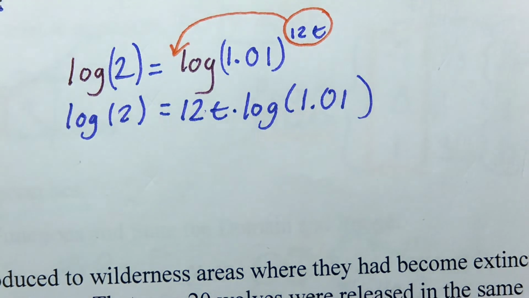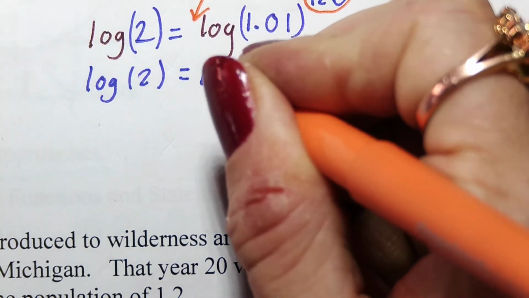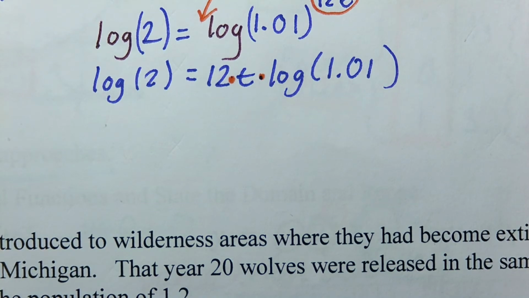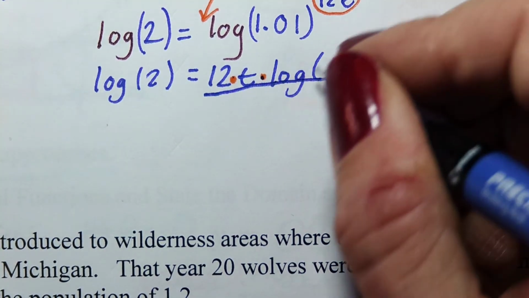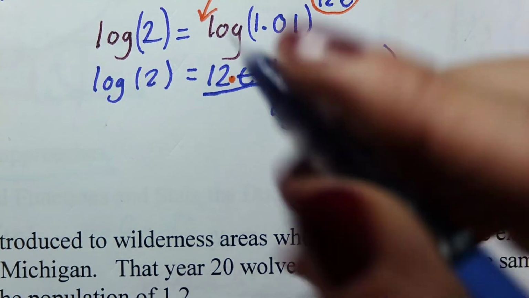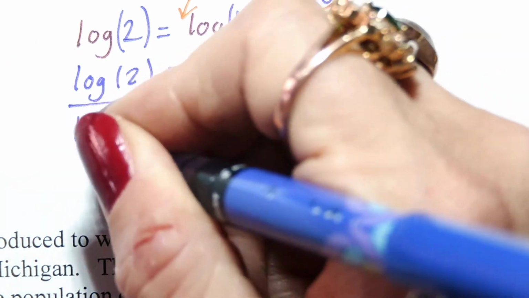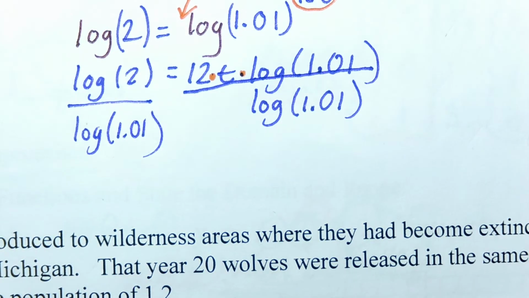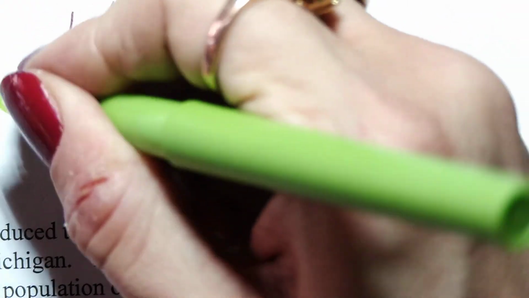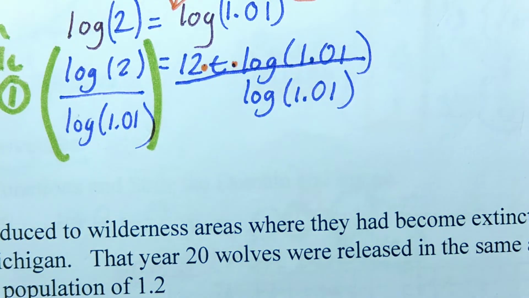And now it's time to isolate that t. What's joining t to all that stuff in the equation? We got multiplication, and we got multiplication. Now, personally, I like to just divide by the log stuff first. So I'm going to divide by log of 1.01 and log of 1.01. I would do this on my calculator first. So on calc, do that first.